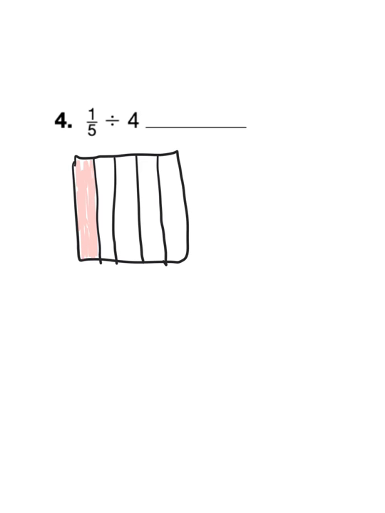And then I'm going to cut that 5th into 4 equal pieces because 4 is my divisor. When I do that, I can see that 1/20th of the total is what I end up with in each group. So 1/5 divided by 4 equals 1/20th.